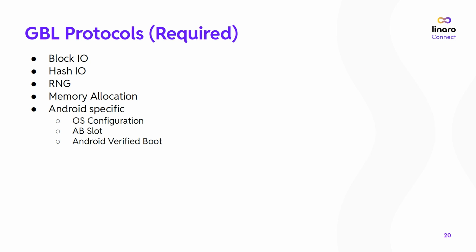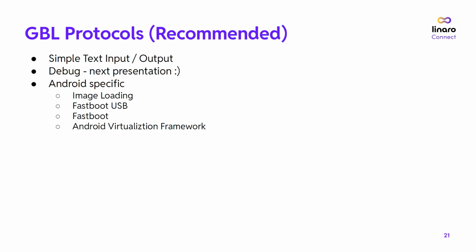And then the Android specific ones, OS configuration is highly recommended. It's our way of providing to the boot firmware the various configuration bits that we have derived from the boot artifacts, and then allows the firmware to do whatever they want to those three sets before doing the boot. Slot and reason support, which is called AVB slot, and then Android Verified Boot, which we require for GBL shipping devices. And next, recommended.